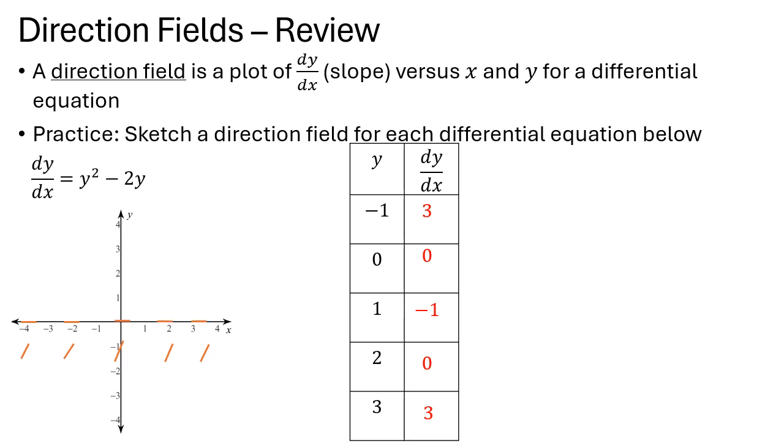I realize this is a little bit difficult to see, however, there are small flat lines on the x-axis if you look closely. We do similar for y equals 1, this time with a slope of -1, meaning that going left to right it goes down. At y equals 2, the slope is 0, so these are flat lines. And for y equals 3, the slope is 3, so these are lines going up from left to right, similar to what it was at -1.